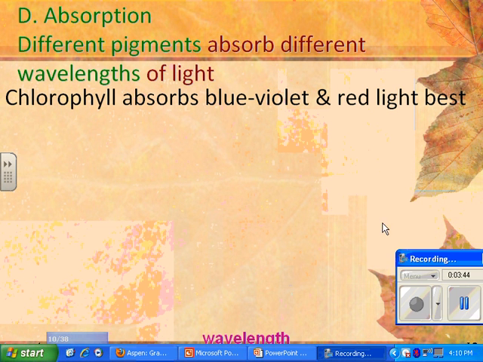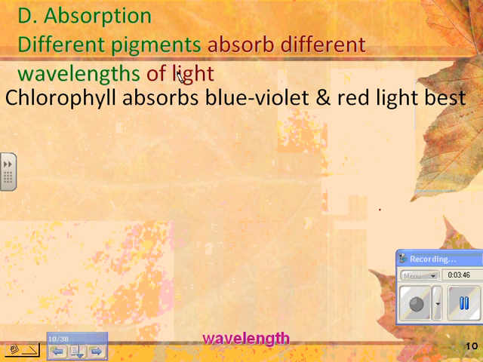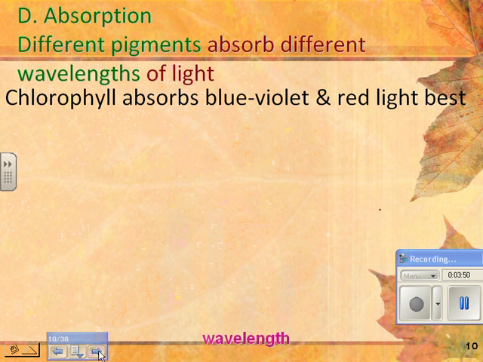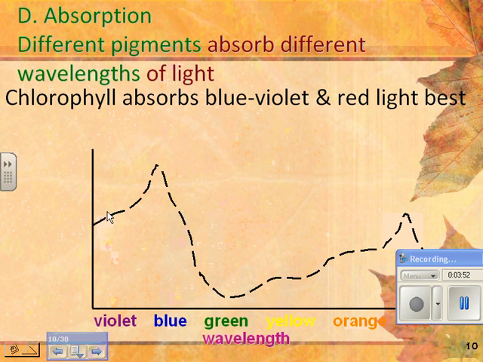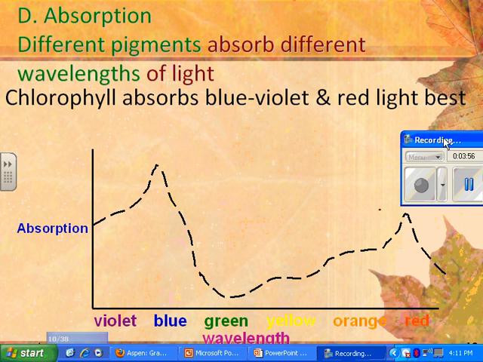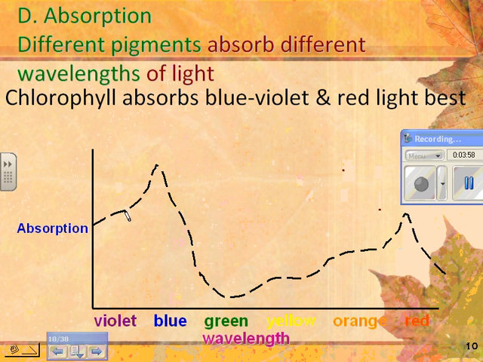Absorption. So the pigment chlorophyll will absorb light. Different pigments absorb different wavelengths of light. Chlorophyll absorbs blue and violet and red the best. So you can see this is absorption right along here, and these are the colors of light, the wavelengths. So here are the short wavelengths, and you get the longer wavelengths. By that I mean a short wavelength might be like this, and a longer wavelength would be like that. Anyway, this isn't wavelengths. This is showing you how chlorophyll absorbs.